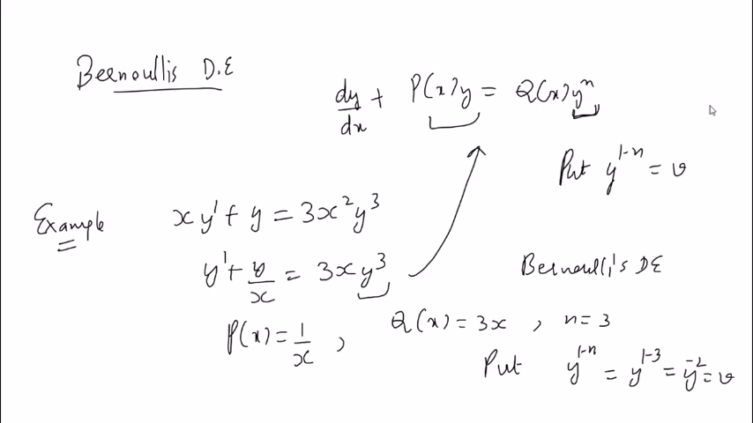Right? So is this clear? We just make the substitution. Now you just need to solve this one. After doing this substitution, y raised to power minus 2 is v. You take the derivative. So minus 2 y raised to power minus 3 dy by dx will be equal to dv by dx. And what was your original differential equation?